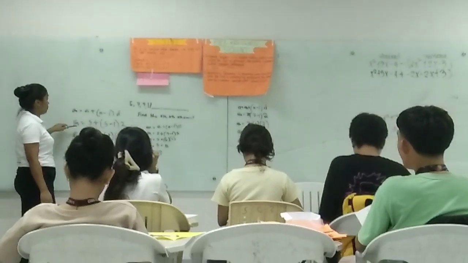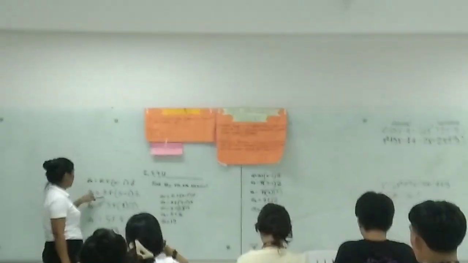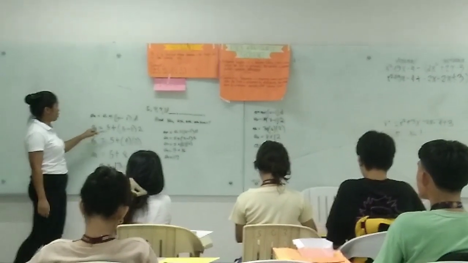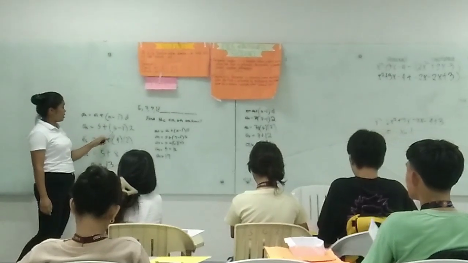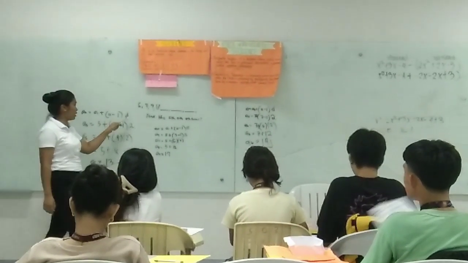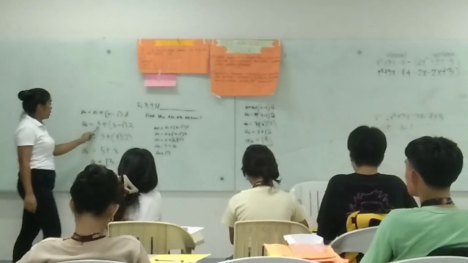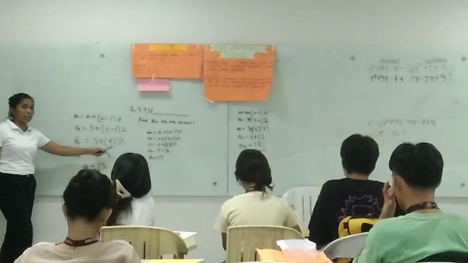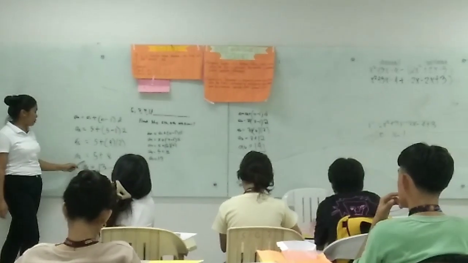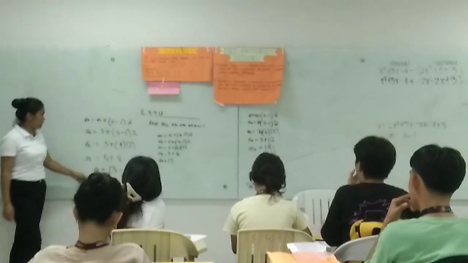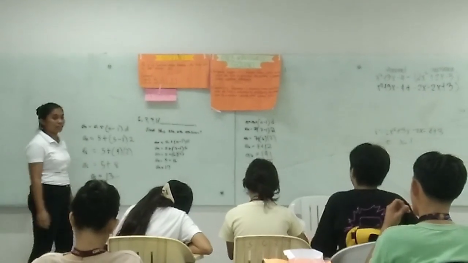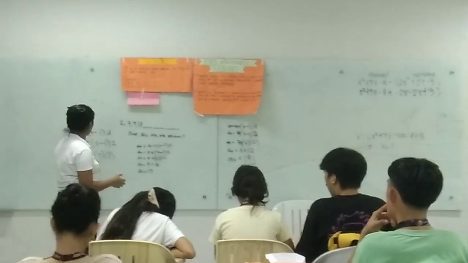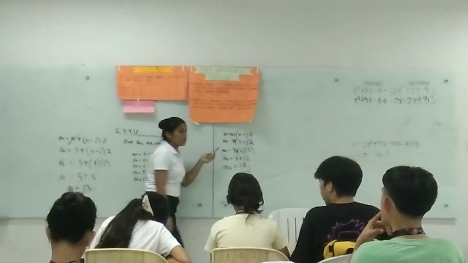A sub 5, perfect. A sub 5 is equal to a sub 1 plus n minus 1 times d. So a sub 5 is equal to 5 plus, n minus 1 is substituted by 5 minus 1, and the common difference is 2. So copy number 5, and then 5 minus 1 equals 4, then copy number 2. And then 4 times 2 equals 8, then a sub 5 is equal to 5 plus 8. So a sub 5 is 13. Is it correct? Yes. Correct. Let's move on to the sixth term.